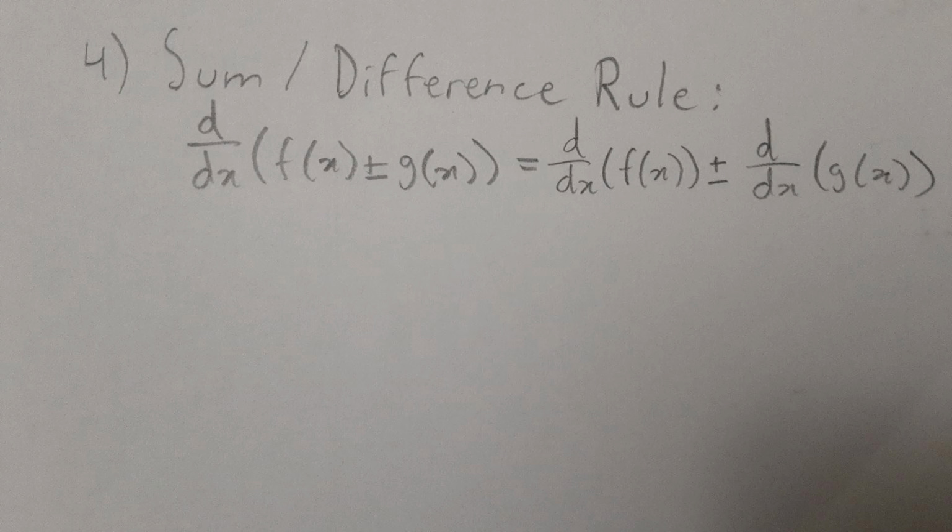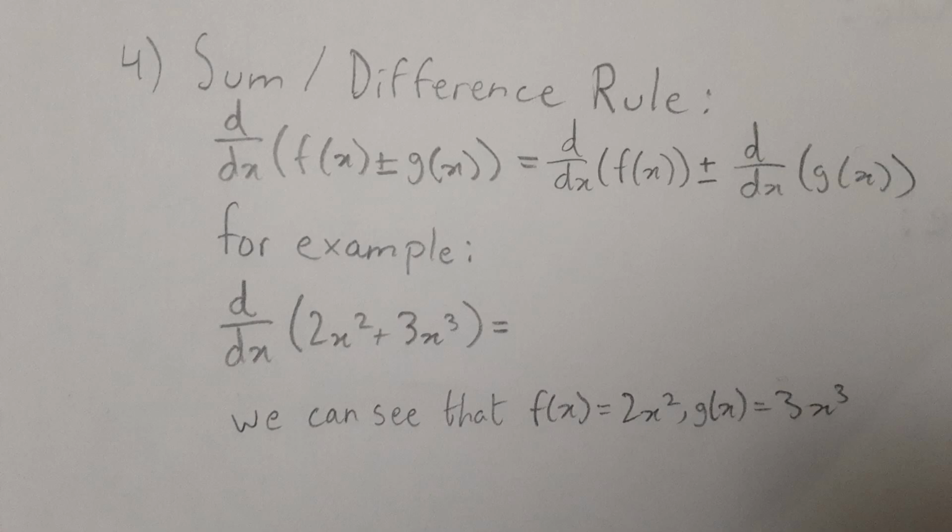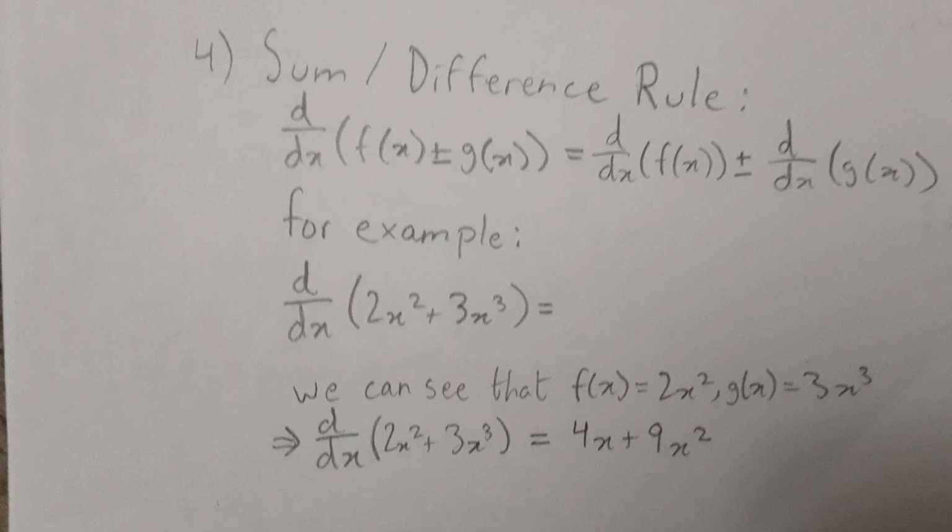The fourth rule is the sum/difference rule. This rule states that the derivative of the sum or difference of any two functions f and g is equal to the derivative of f plus or minus the derivative of g. For example, let's take the derivative of 2x squared plus 3x cubed. Here, we can see that f of x is 2x squared and g of x is 3x cubed. So, using the power rule, we can find out that the derivative of 2x squared plus 3x cubed is equal to 4x plus 9x squared.